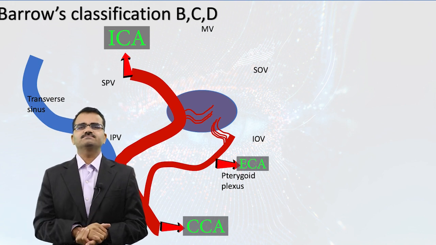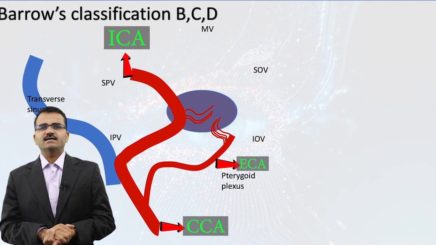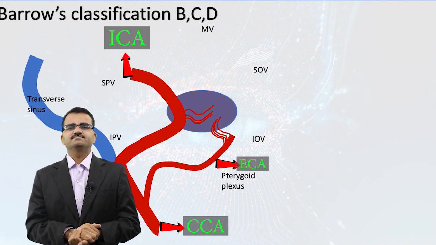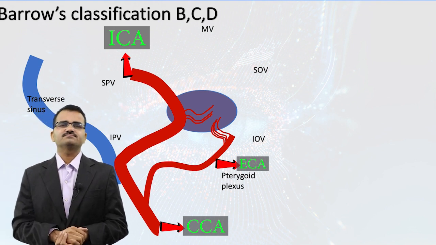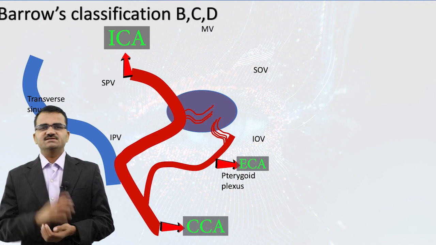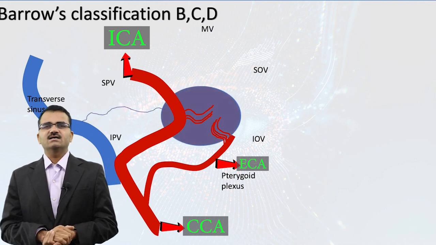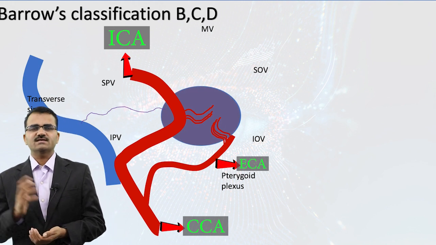Type C is slow flow fistula between the dural branches of ECA and cavernous sinus. Type D, in which there is indirect fistula between both the internal carotid artery and external carotid artery with the cavernous sinus.